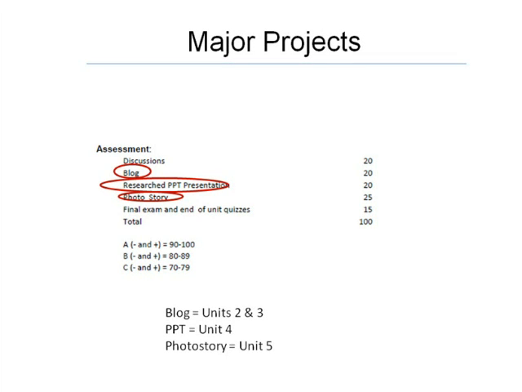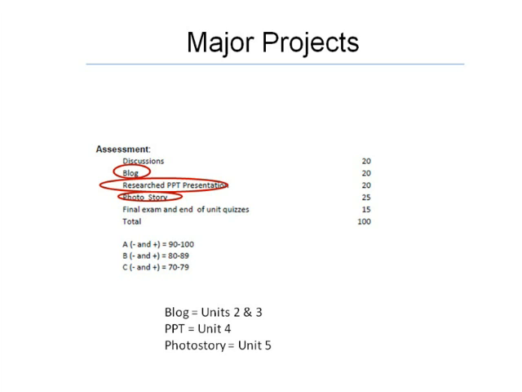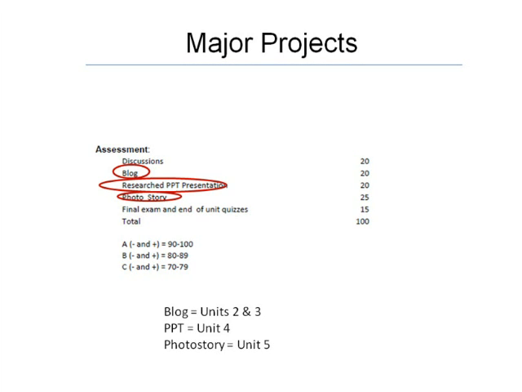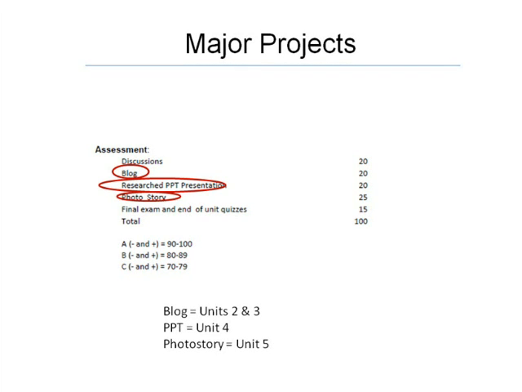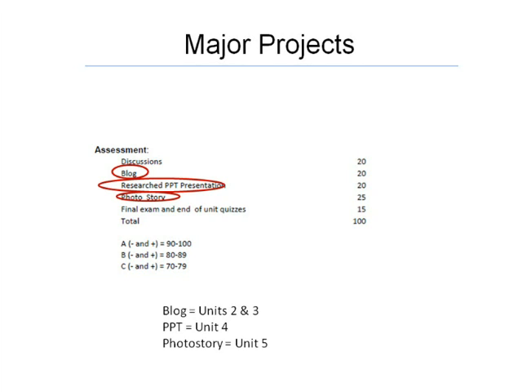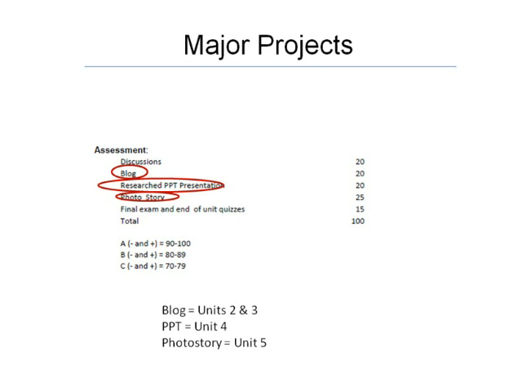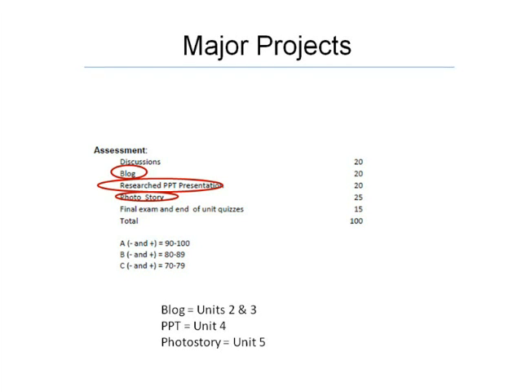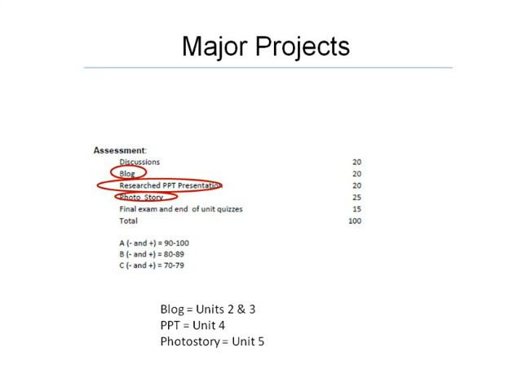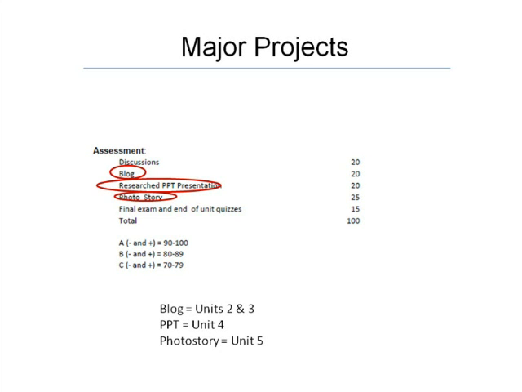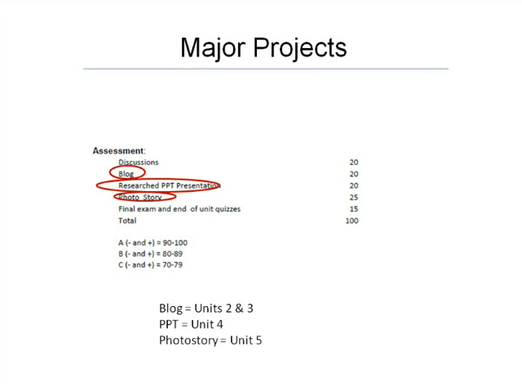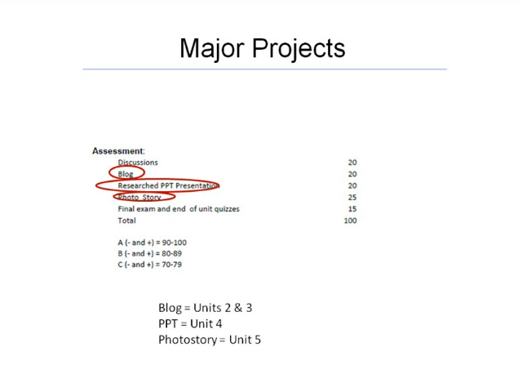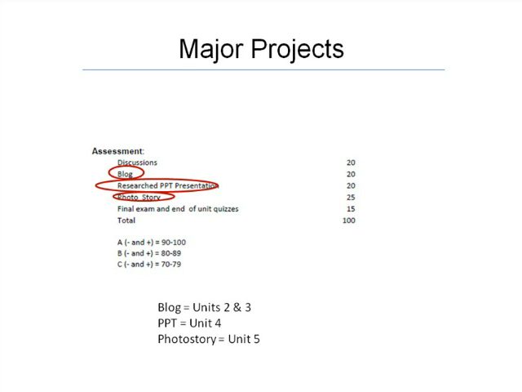The blog comes up in Units 2 and 3. You'll actually be using the blog in Units 2 and 3. The PowerPoint comes up in Unit 4. You'll be using the blog there in Unit 4. Then at the end of Unit 4, I'll grade the blog. Of course, I'll also grade the PowerPoint. And then your photo story, you turn in a rough draft at the end of Unit 5, and then I make some comments on it, and you turn in the final copy at about the same time as the final exam for your final grade on that.